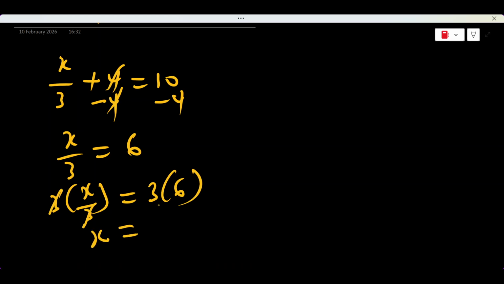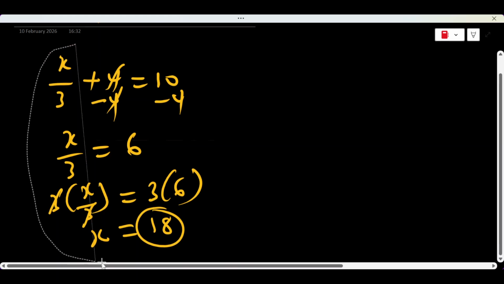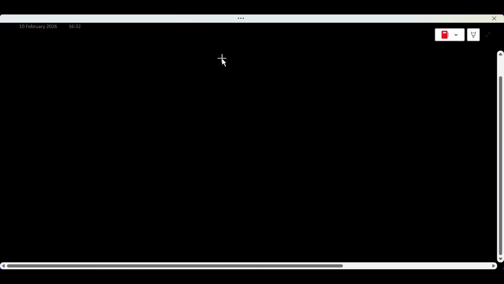So x is equal to 3 times 6, which is 18. So this becomes our answer. All right, so let's look at our next example under fraction.